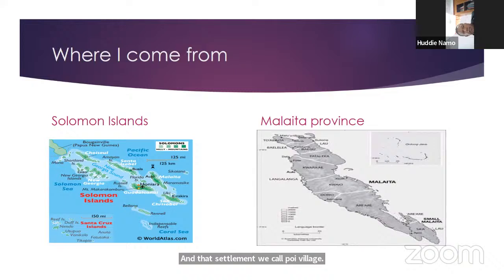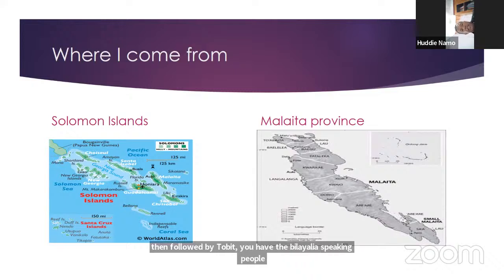As you can see clearly on the map, Malaita is made up of different ethnic regions, about 12 or 13. At the tip of the island, towards your left, is the Tobaita region. Followed by Tobaita, you have the Bailele speaking people, and then the Baigu, and then the Fataleka, and then the Kwarai.